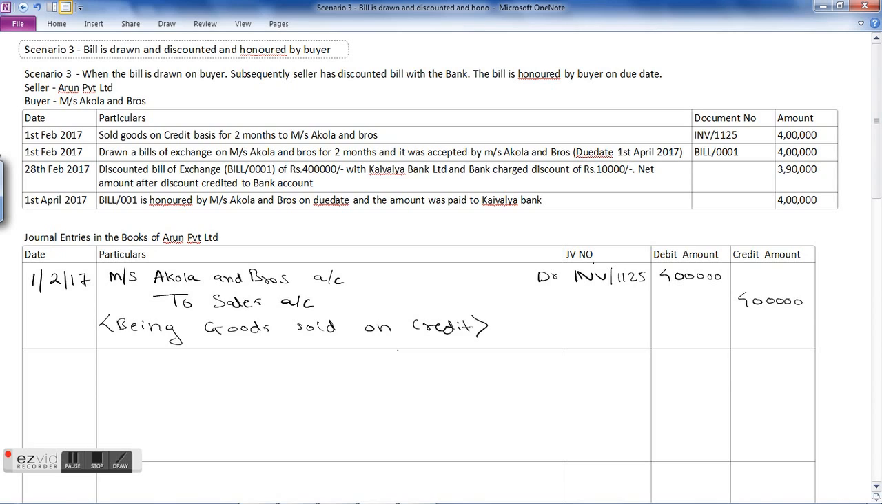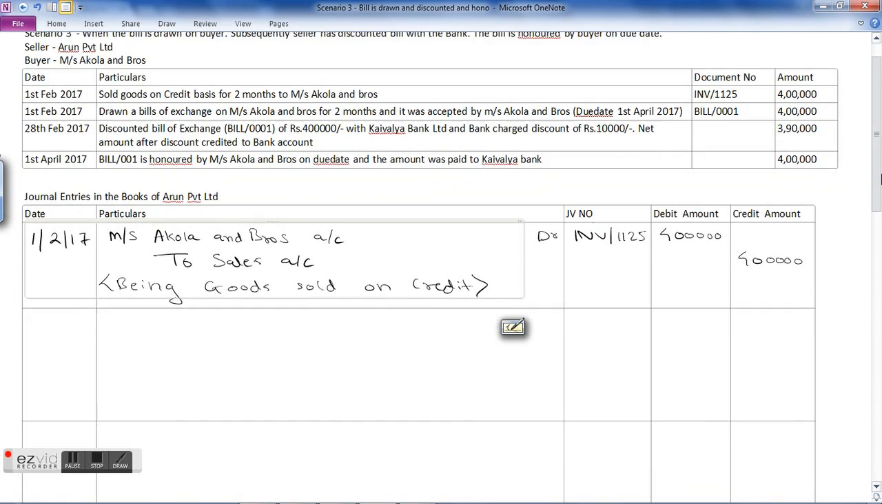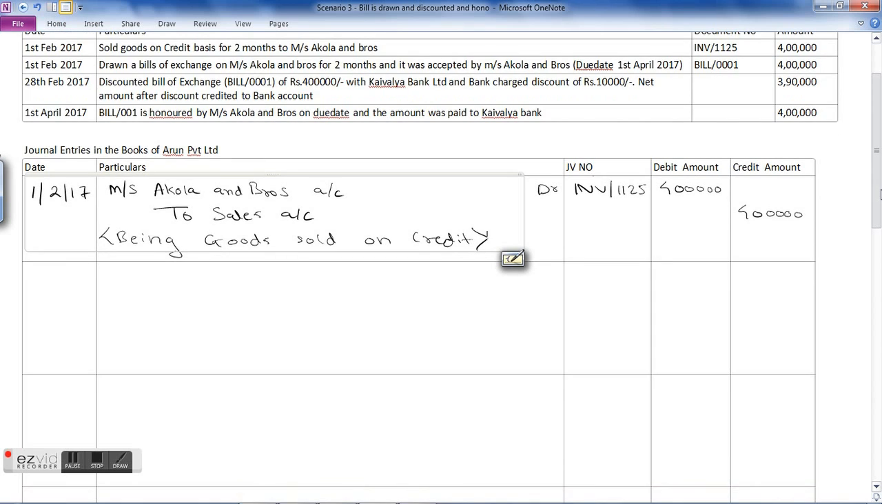Okay, then the next entry is 1st February 2017. Drawn a bill of exchange on Messrs. Akola and Brothers for 2 months and it was accepted by Messrs. Akola and Brothers. Okay, and due date is 1st April 2017. So the bill is drawn on 1st Feb, due date is 1st April. So let's pass an entry for bill of exchange on the same day.